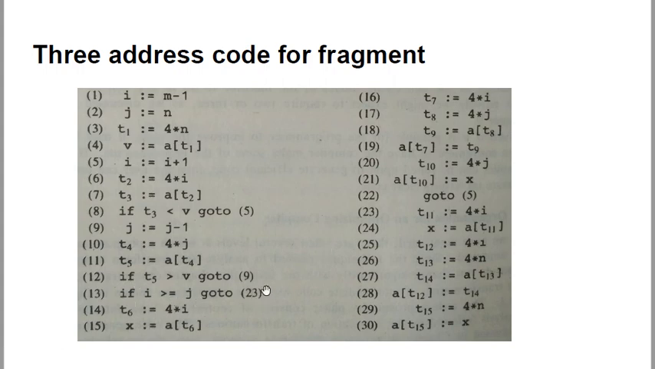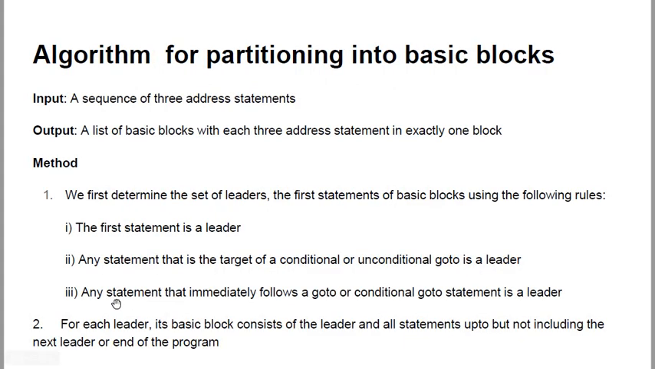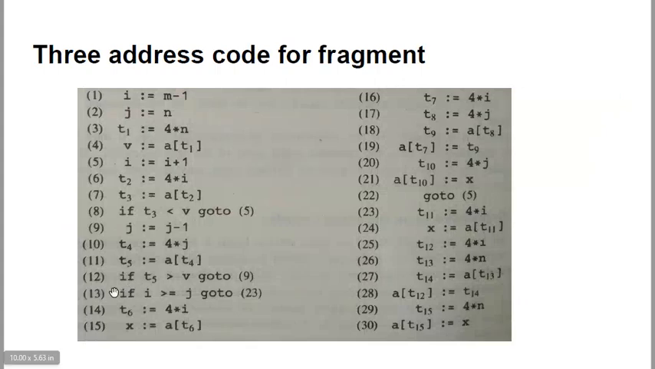So if i is greater than or equal to j, go to 23. So line number 12 is a conditional jump. So the following statement will also be a leader, because in this method it's written that any statement that immediately follows a conditional or unconditional go-to statement is a leader. So line number 13 is following the conditional statement, so line number 13 is a leader, and it also directs to go to 23. So line number 23 is also a leader of another basic block.